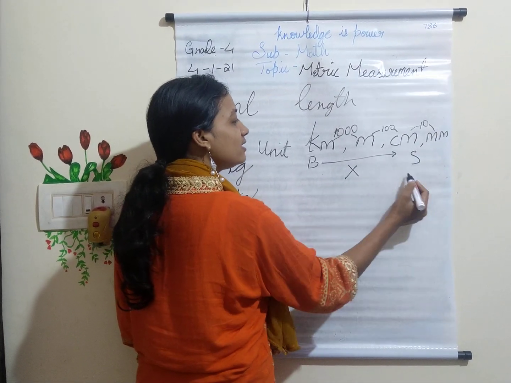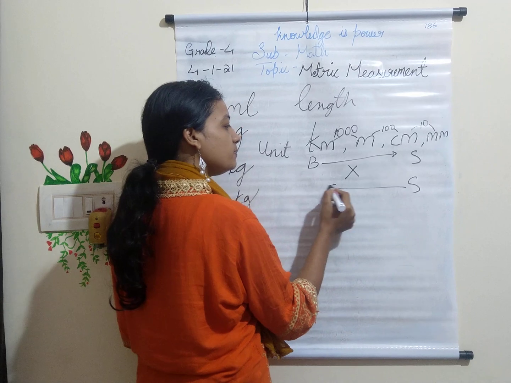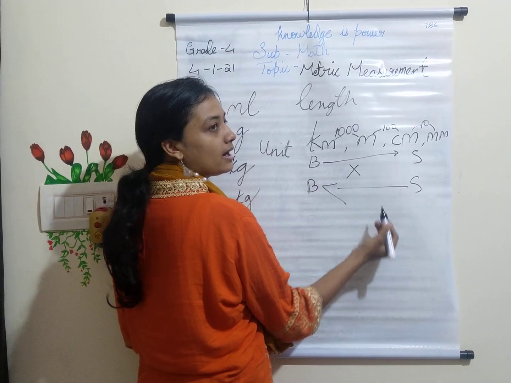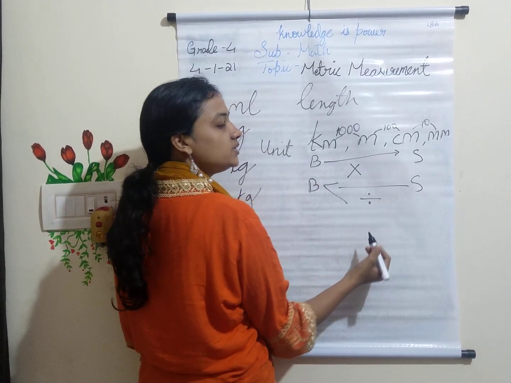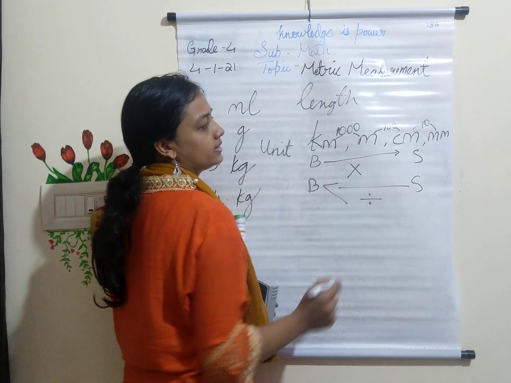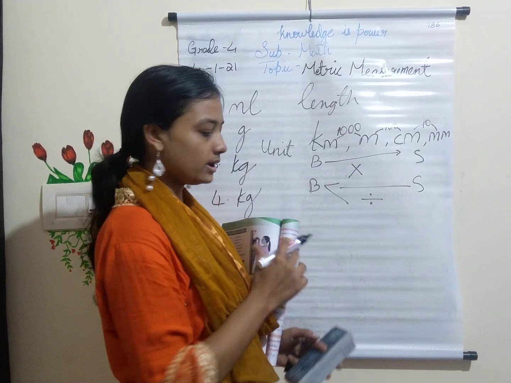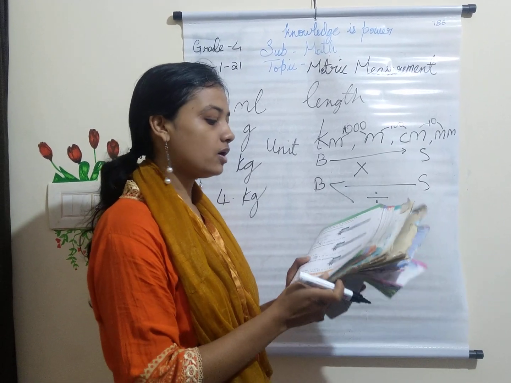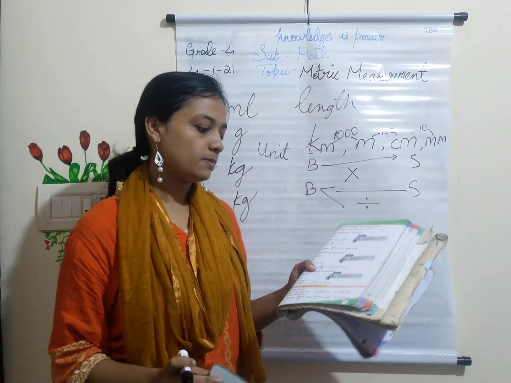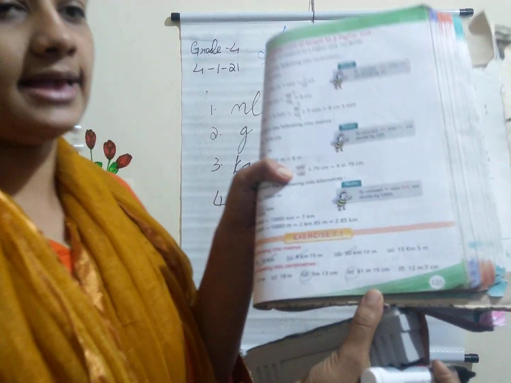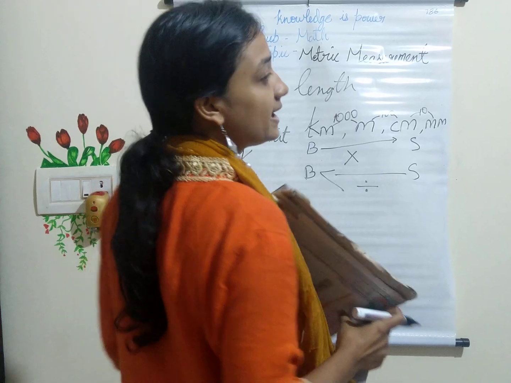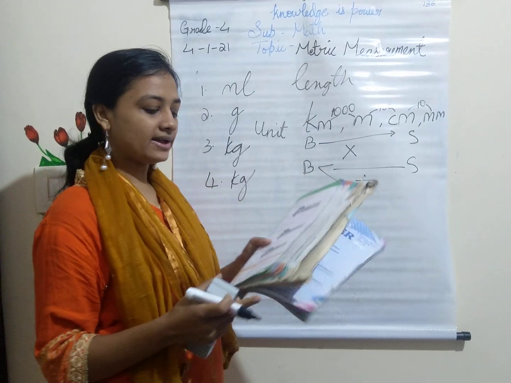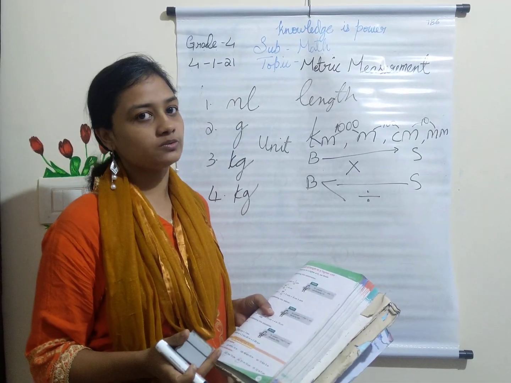Now when I want to convert from small to big, I do division with these units. So let us see how to do it, and we will be doing it with the exercise sums. Now all of you open your textbook, page number 135, exercise 7.1, and I want you to take a rough book, calculate and write the answers in your textbook along with me.